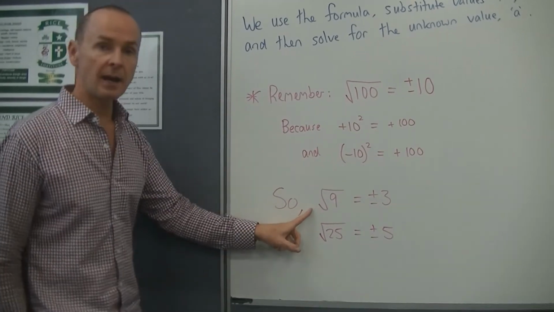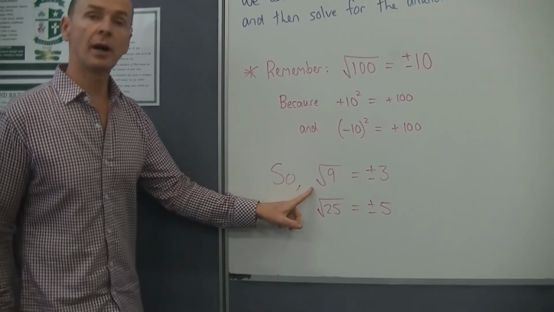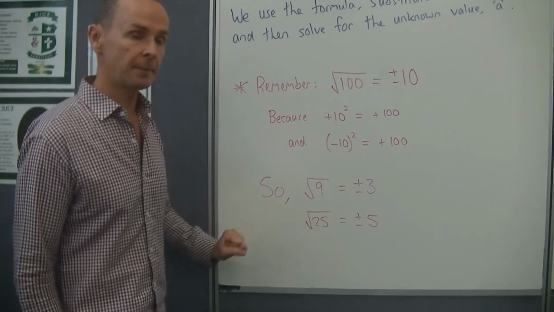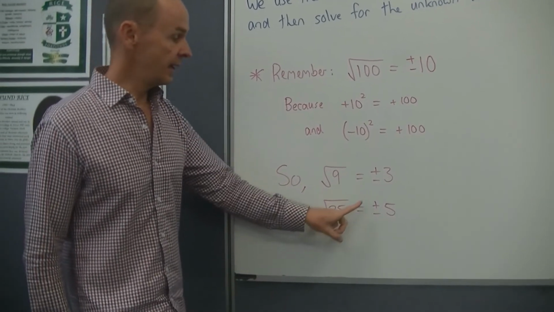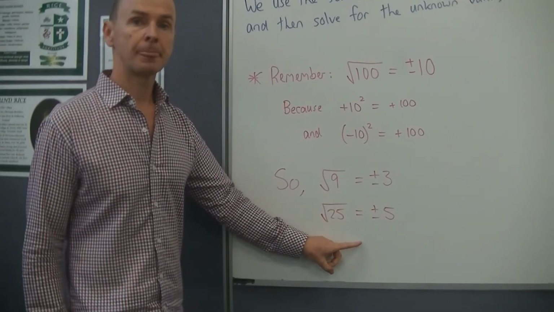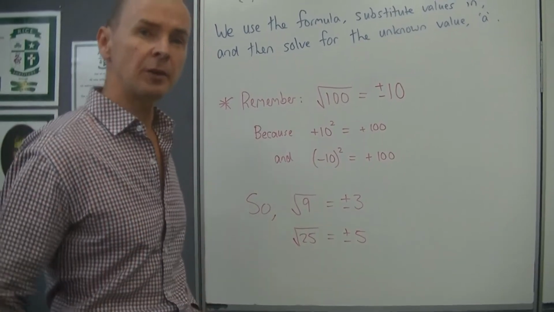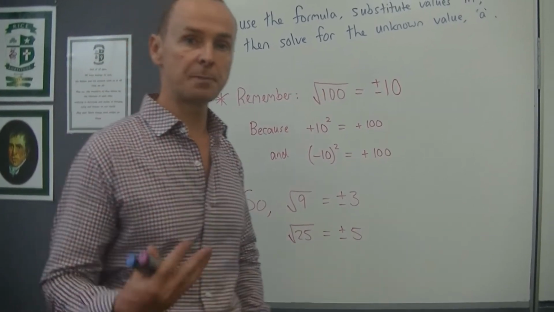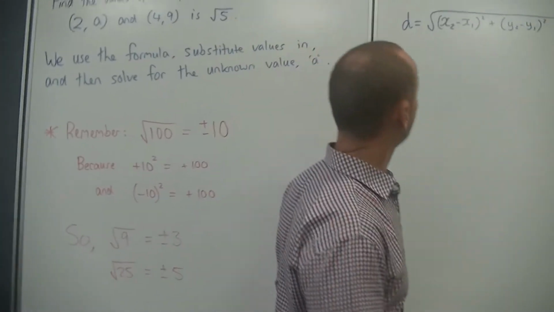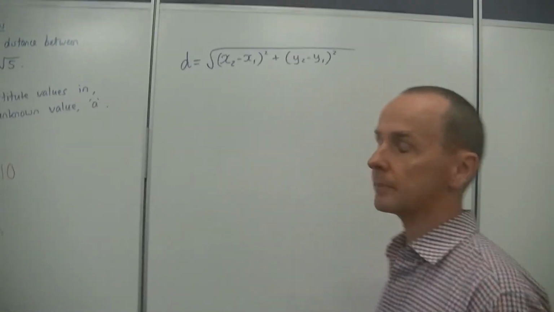So, if they ask you from now on, what's the square root of 9? You say it's plus or minus 3. The square root of 25 is plus or minus 5. In year 7 and 8, they teach you that the square root of 100 is 10, but now that you're in year 10, you need to know that it's plus or minus, there's 2 answers. So let's do this question here.